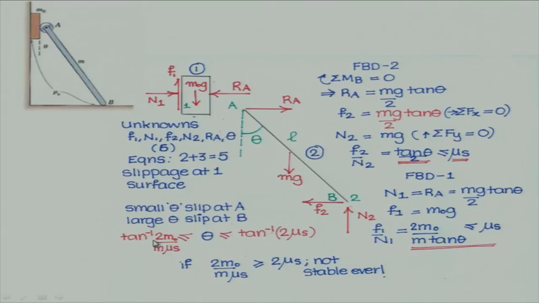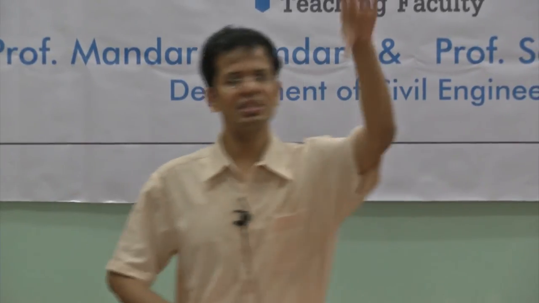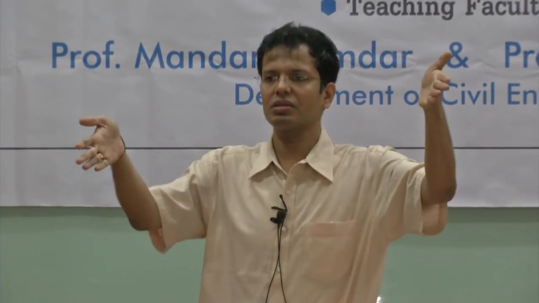Is the idea clear? Then you ask yourself a question: suppose, in a hypothetical scenario, this angle is actually more than this angle. In other words, if this quantity is more than this quantity, then what will happen? It's a question for you. If this quantity is less than 2 mu s, then we can get a nice limit on theta where the system is in equilibrium. But if the dimensions of the system and the weights of the components are such that this quantity becomes more than or equal to 2 mu s, it will never be in equilibrium. This will either slip here or slip there. You can never maintain both surfaces in equilibrium.